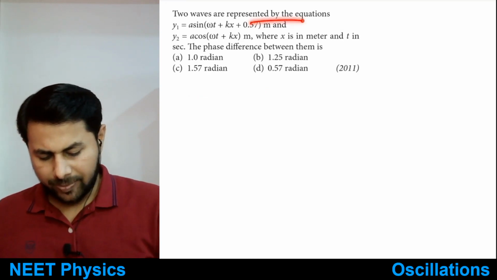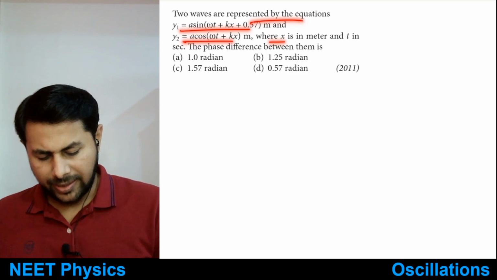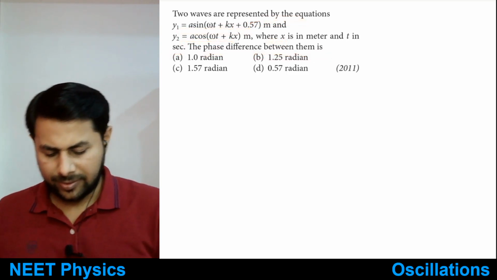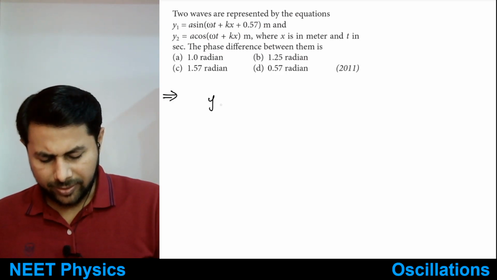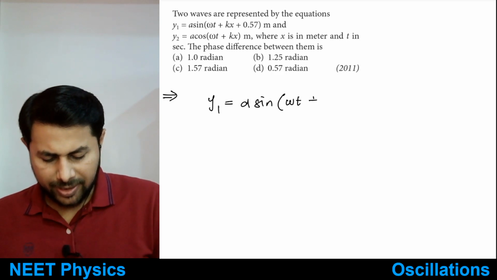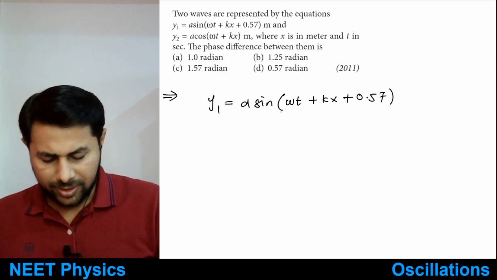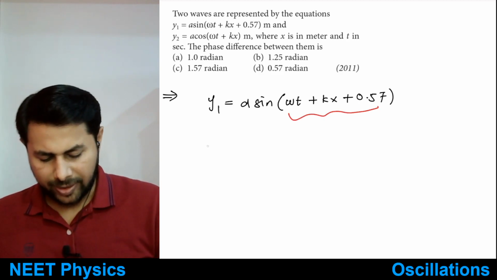Two waves are represented by equations. This is the first wave and this is the second wave, where x is in meters and t in seconds. The phase difference between them is... So this is just a comparison now. y1 is equal to a sine of omega t plus kx plus 0.57. So this is the phase of the first one.